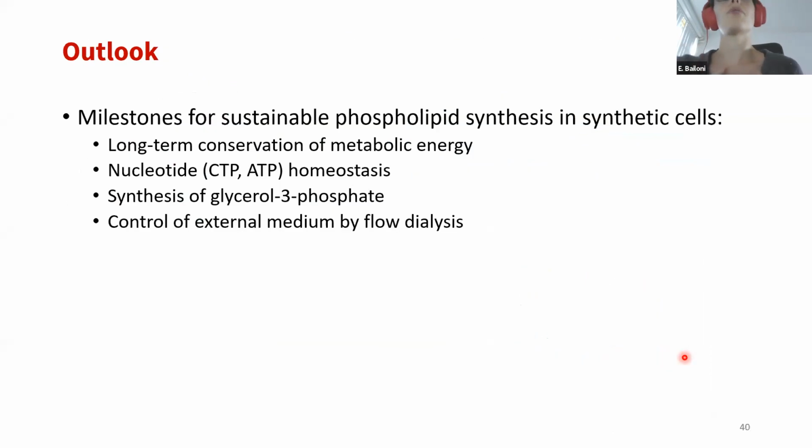So with this, I want to come to my conclusions. I have shown you our steps towards sustainable phospholipid biosynthesis in synthetic cells. And these include the development of a system for long-term conservation of the metabolic energy, nucleotide homeostasis, and in particular CTP and ATP, and synthesis of the head group of phospholipids, glycerol 3-phosphate.